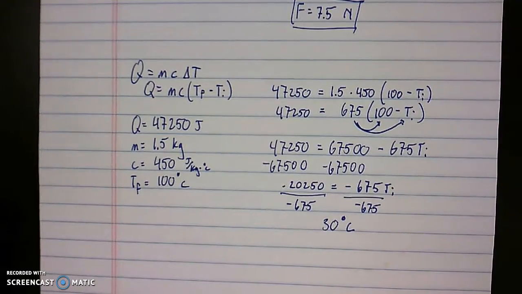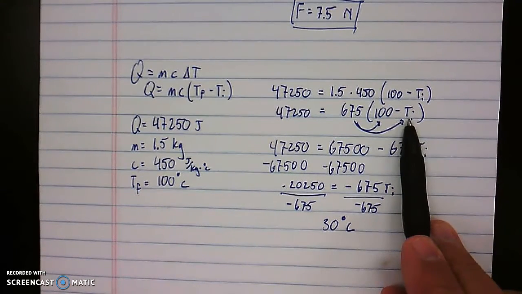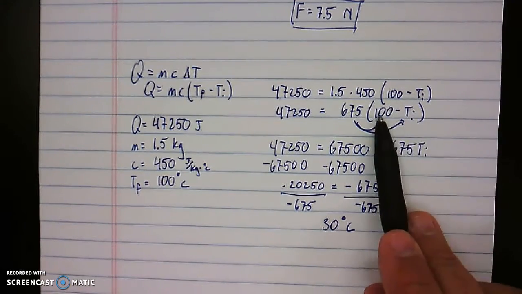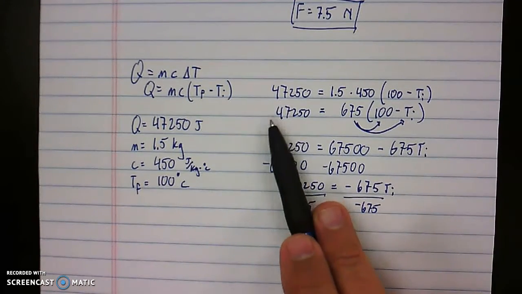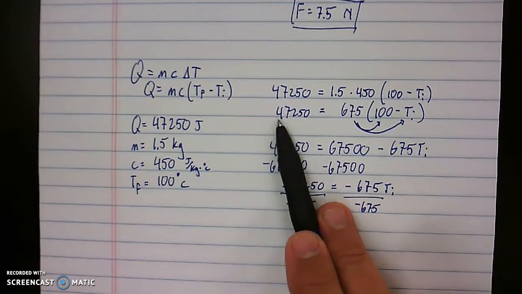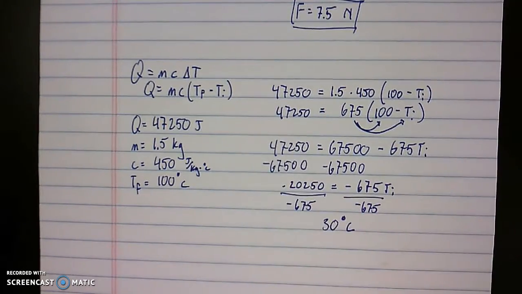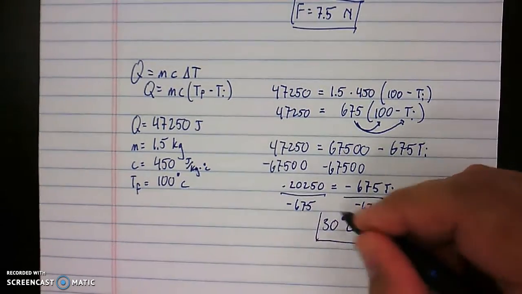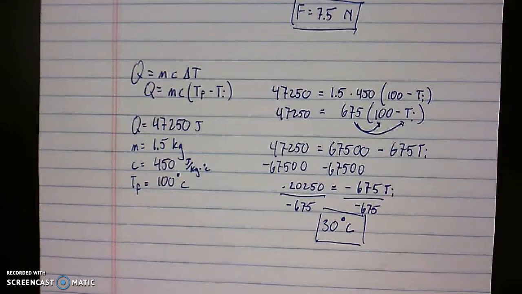Now the last thing that I do in these kind of problems, I tend to do a quick check to see if the answer makes sense. 30 degrees is the initial temperature. It's going from an initial temperature of 30 degrees to 100 degrees. That's because it's absorbing energy. That means it is gaining 47250 units of energy. That makes sense. So that's reasonable. So that's probably going to be the right answer.